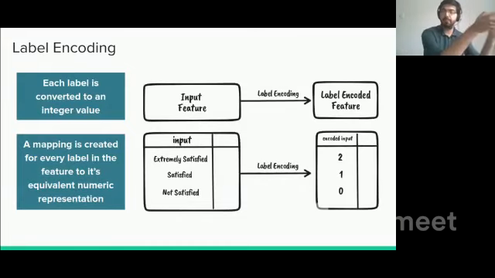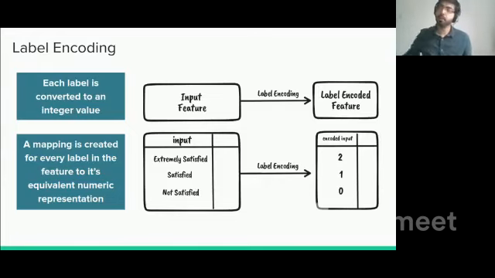So you have an input feature, and then you label encode it, and you have a label encoded feature. Your input feature is extremely satisfied, satisfied, or not satisfied. We are trying to use ordinal categorical data and convert that into its numerical representation. So if this is how you store your input, if it is not satisfied, I will assign it a 0. If it is satisfied, I will assign it a 1. If it is extremely satisfied, I will assign it a 2. And this is basically encoding the labels. Each of the categories gets an encoded number, and your label encoded feature is ready.